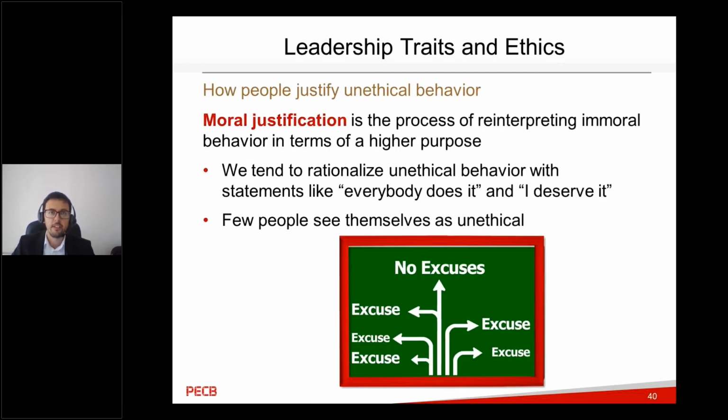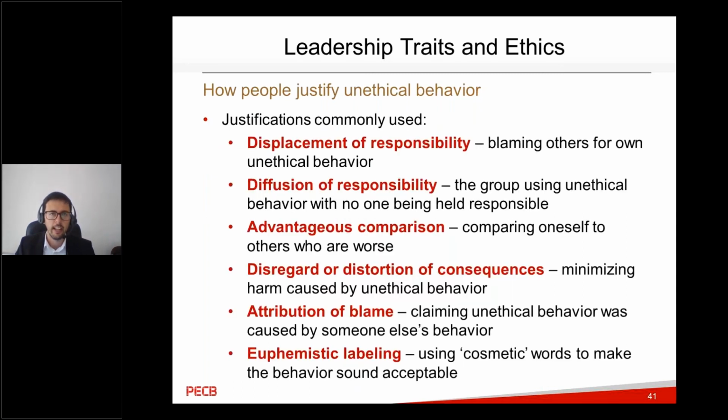But how do people justify unethical behavior? Moral justification is basically the process when people try to reinterpret immoral behavior in terms of a higher purpose. We usually tend to rationalize if we do something wrong with statements like "everybody does it" or "I deserve it." Few people, in fact, see themselves as doing something unethical.